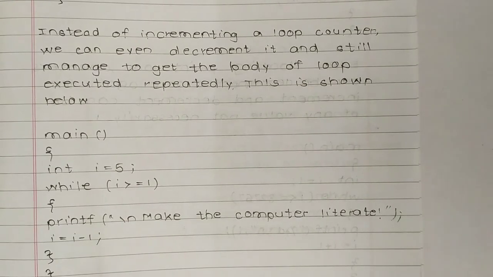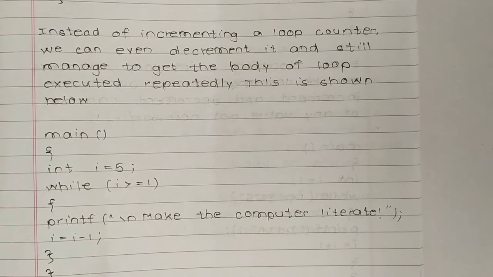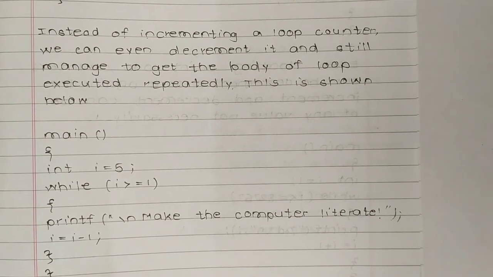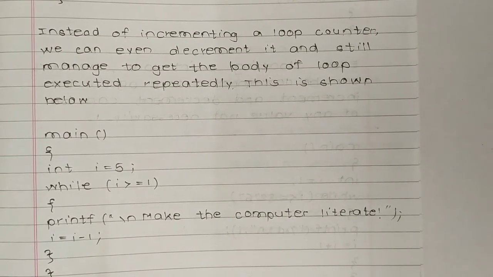Instead of incrementing a loop counter, we can even decrement it and still manage to get the body of the loop executed repeatedly, as shown below. So in this example we incremented, that is i + 1. So i will be written from 1 to 10, and we can decrement also. So this is a program for decrementing.